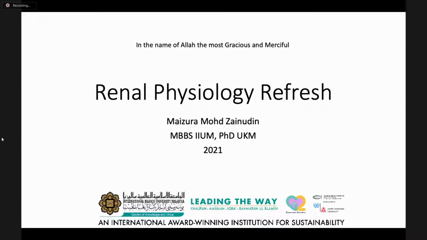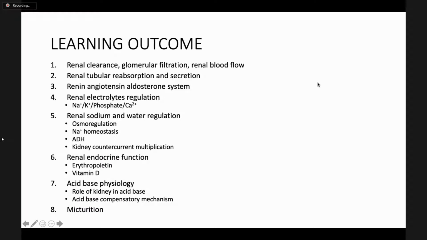So I really hope that what I prepared today will help you to be a good physician, surgeon or physician later. All right. This is the learning outcome after studying renal physiology. A student is expected to understand and be able to discuss renal clearance, glomerular filtration, and renal blood flow. Okay, these three sound scary or simple.